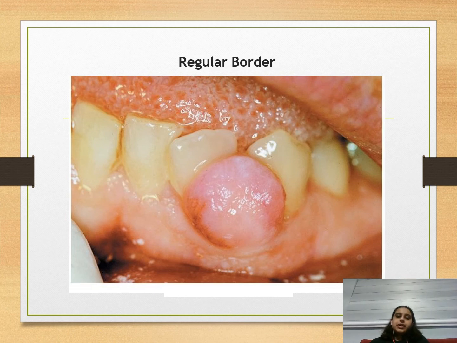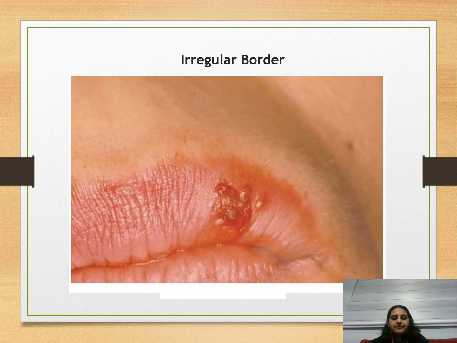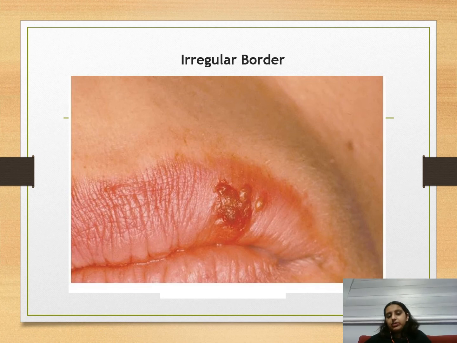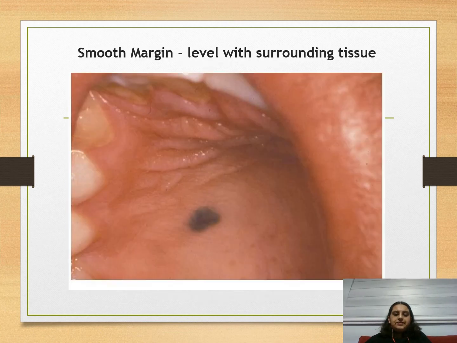This is called the regular border. Regular is just a circle, pretty easy. This is irregular. This looks like someone might have had a cold sore. I can't make a diagnosis from looking at a picture, obviously, but this might be a cold sore, and usually there are little vesicles to them. So you're going to want to note down if it's a regular or irregular border. Are the margins smooth? Is it raised? You want to note things like that.